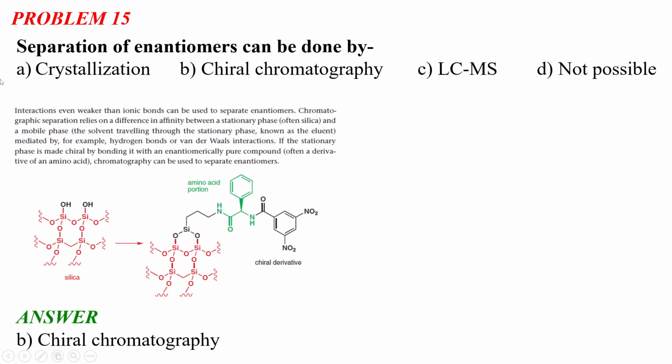Now what is chiral chromatography? In general, what is chromatography? Chromatography, as we know, has a stationary phase and a mobile phase. The most used chromatography in organic chemistry is column chromatography. There the stationary phase is silica gel, which is a fine silica particle, and the mobile phase is the solvent which travels through the stationary phase, which is called the eluent.